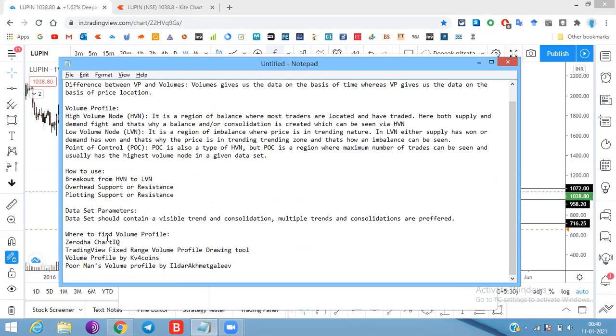So you can find volume profile in Chart IQ. You can find it as an inbuilt indicator. It's a drawing tool by the name fixed range volume profile. You can also find these two indicators, which are available in the public library.